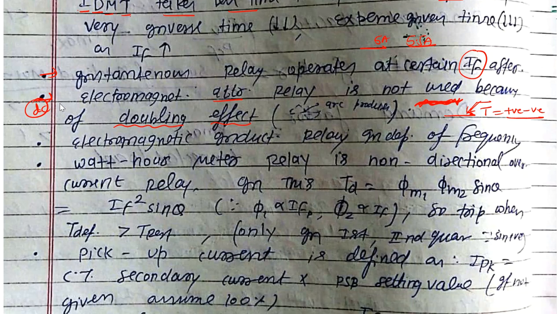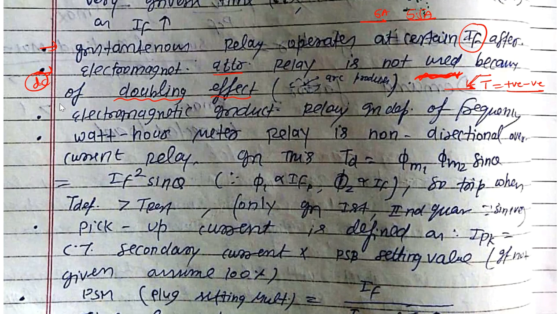Okay, and the next one: electromagnetic induction relays are independent of frequency. Next one, the watt hour meter relay. The watt hour meter relay is a non-directional current relay. Non-directional means it won't bother about the direction of current, whether it is flowing from the generating station to the load or from the load to the generating station.